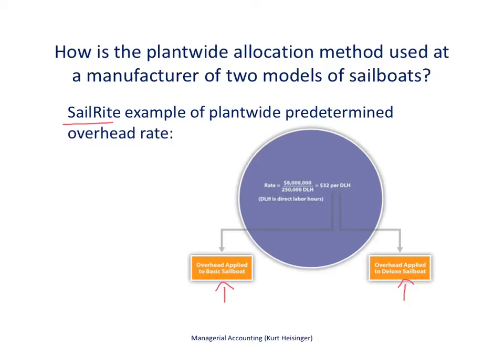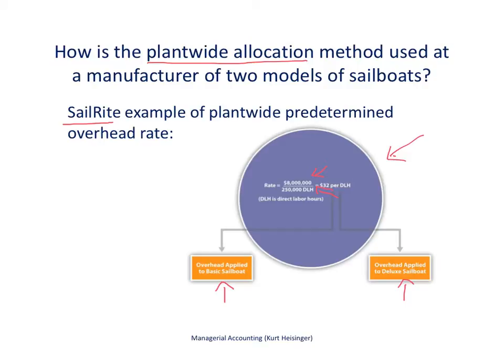What you see then in this circle is the total overhead cost that we expect to incur, and that's the $8 million that you see right here. This is establishing our predetermined overhead rate, and we're going to allocate our overhead using one plant-wide rate, right? Plant-wide allocation. We're going to allocate our overhead based on direct labor hours, and that's what you see here. So we have 250,000 direct labor hours that we expect our workers to work, let's say for this coming year.